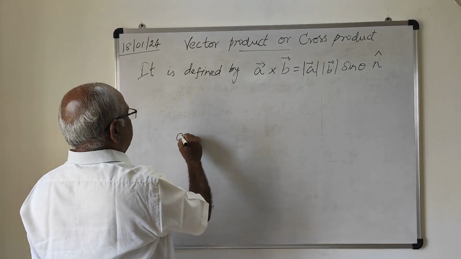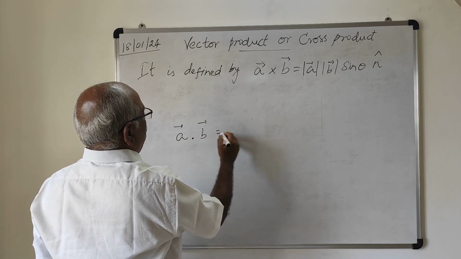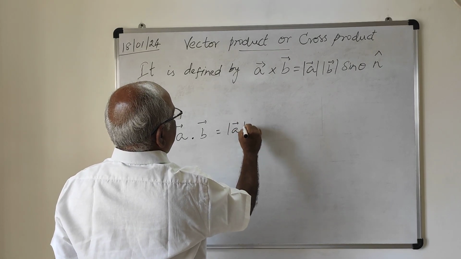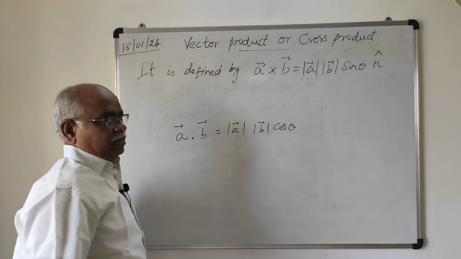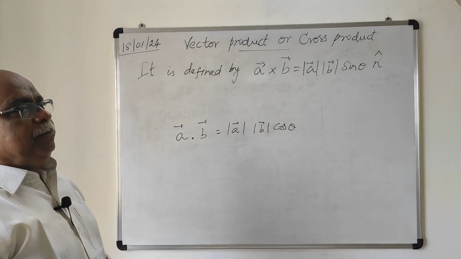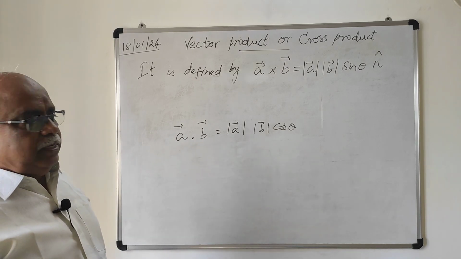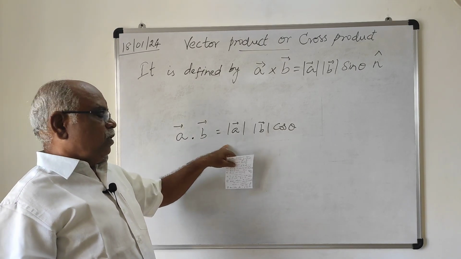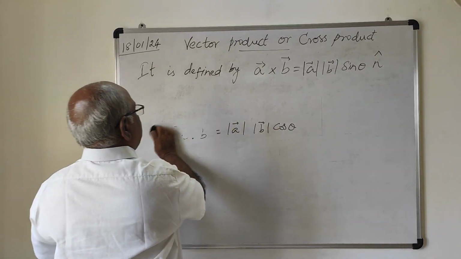Whereas dot product of two vectors A dot B, you know, is mod A vector into mod B vector into cosine of the angle between the vectors. That is cos theta. This is A dot B. This is called a scalar product or dot product. The scalar product gives the scalar quantity only. That's why it is called a scalar product.